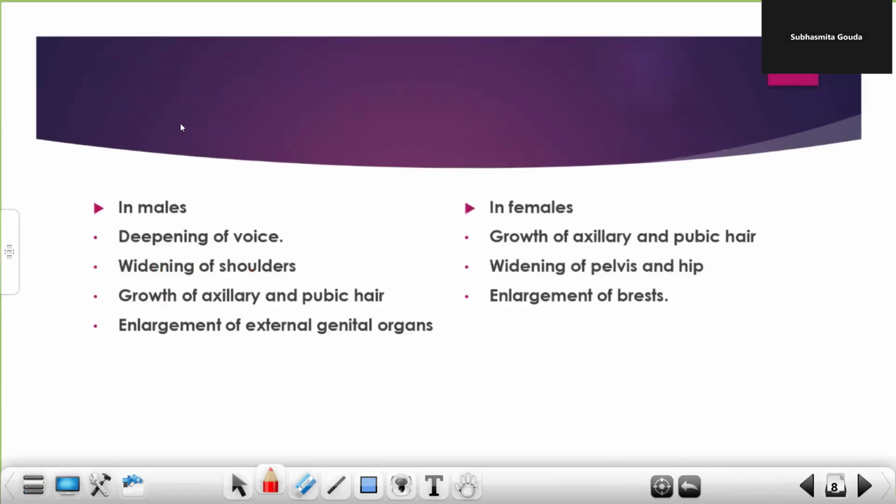During sexual maturity, hormonal changes take place in males as well as females. Under the influence of these hormones, the secondary sexual characteristics are developed. What is developed? The secondary sexual organs.